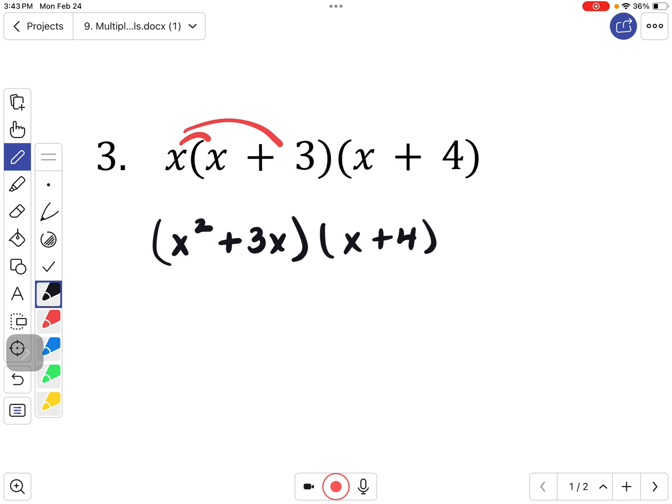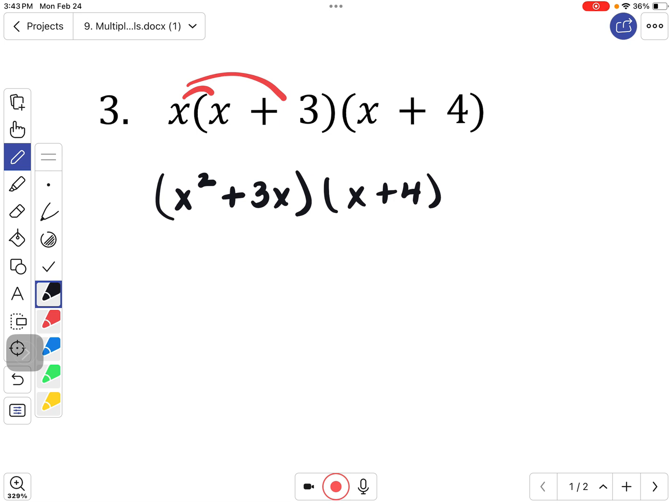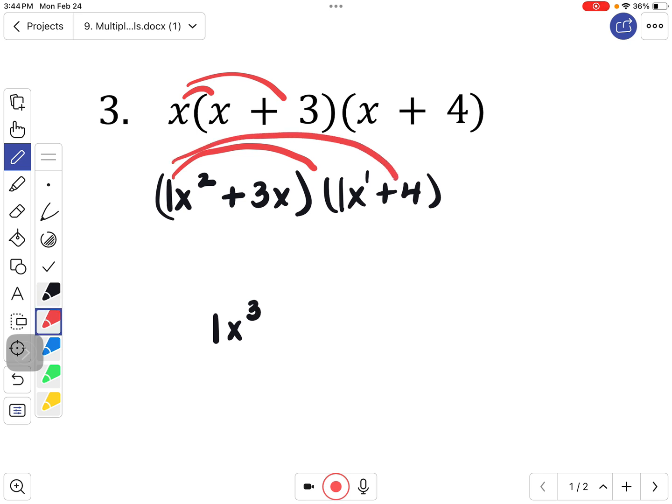Okay, now when I double distribute, I'm going to take my coefficient times my coefficient and add my powers. So first thing I'm going to do is 1x squared times 1x. That's going to give me 1x to the third. I added my powers. Now I'm going to take that 1x squared times that 4, and that's going to give me 4x squared. And they're positive, so I'm going to say plus 4x squared. Okay, so we distributed our 1x squared and our 3x both to that second set of parentheses.